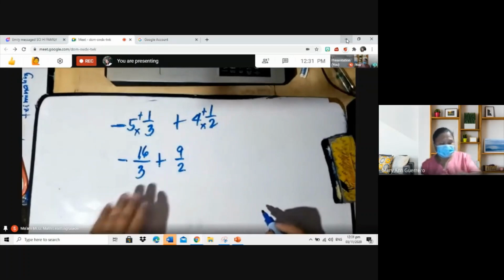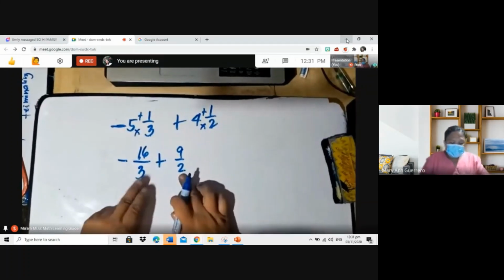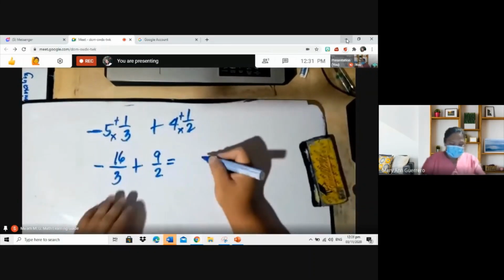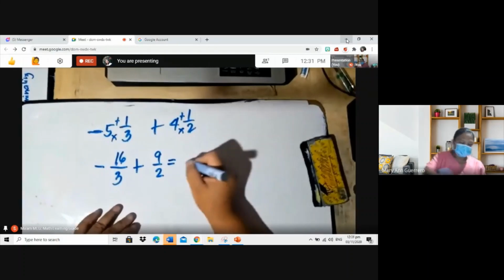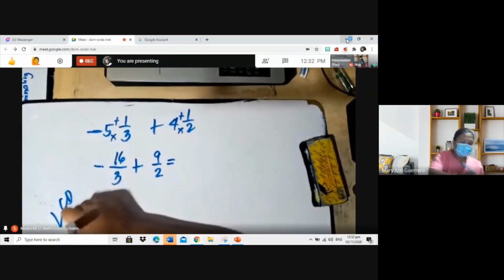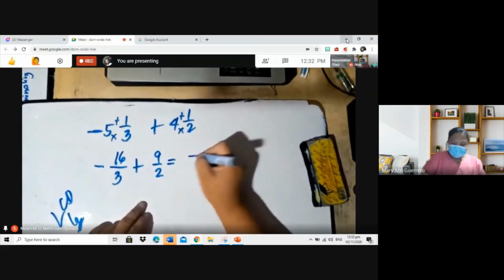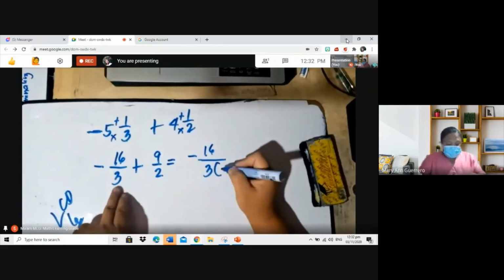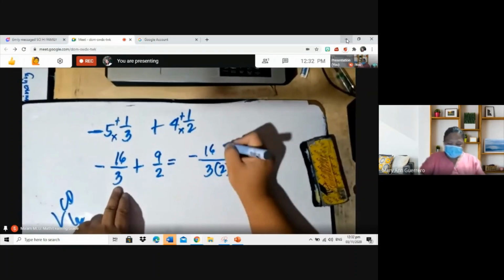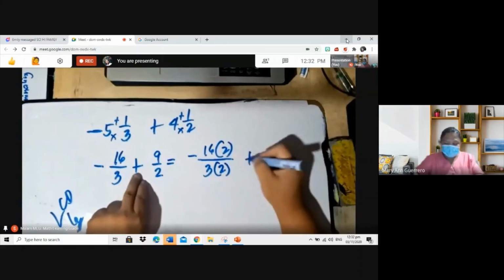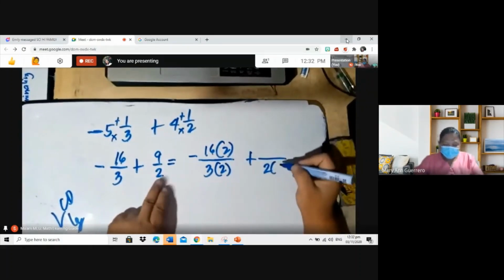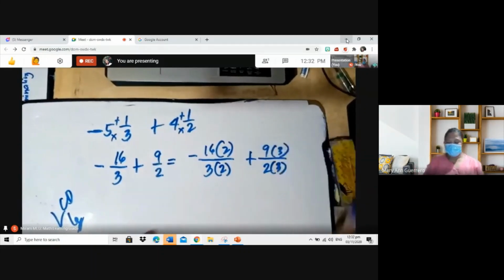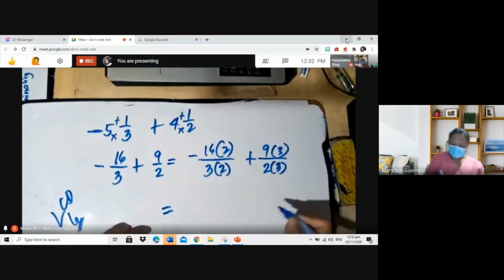So then get the LCD. Since they do not have the same factor, just multiply. 3 times 2, that is 6. So that is our LCD. LCD is 6. So negative 16 over 3, how to make it 6? Times 2. And then plus 9 over 2, how to make it 6? Times 3. So the numerator too. Now, that will become over 6.